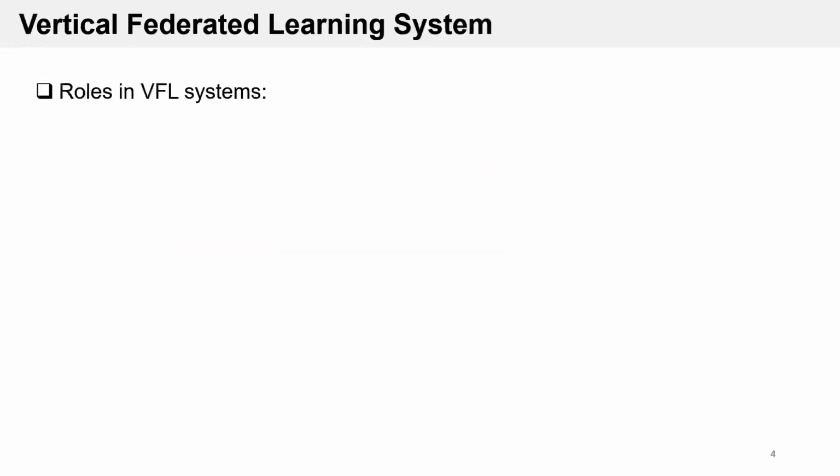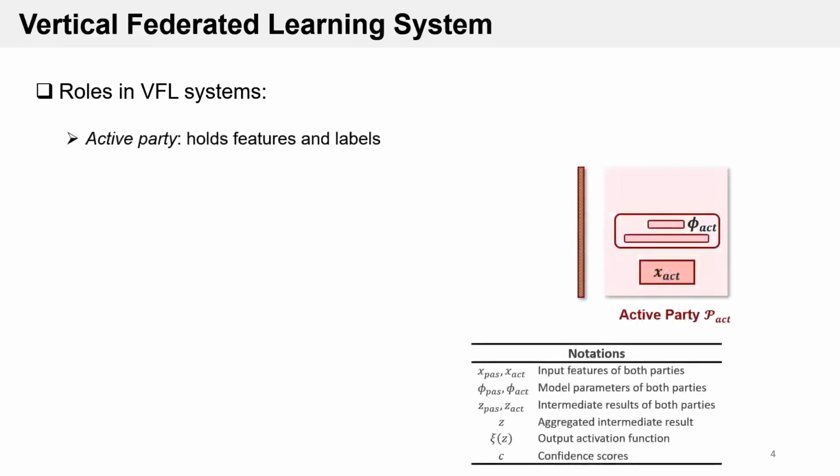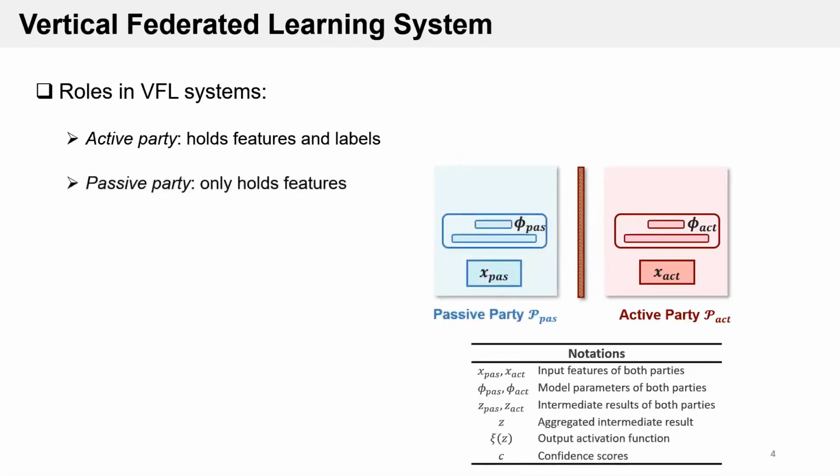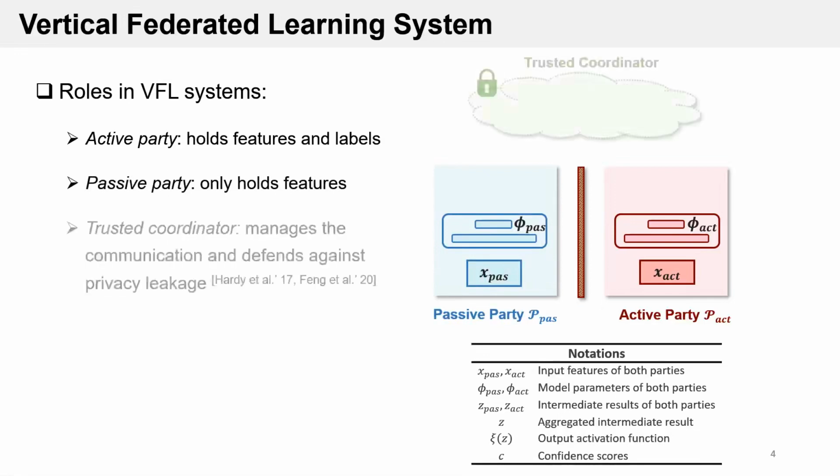Since it is common for companies to collect different user features for their services, VFL systems attracted increasing attention in recent years. Here we present a common two-party VFL system, which includes an active party who has part of the features and real labels, and a passive party who only provides additional features. Moreover, several existing VFL systems also adopt a trusted coordinator to manage the communication between the local parties and to defend against the privacy leakage.